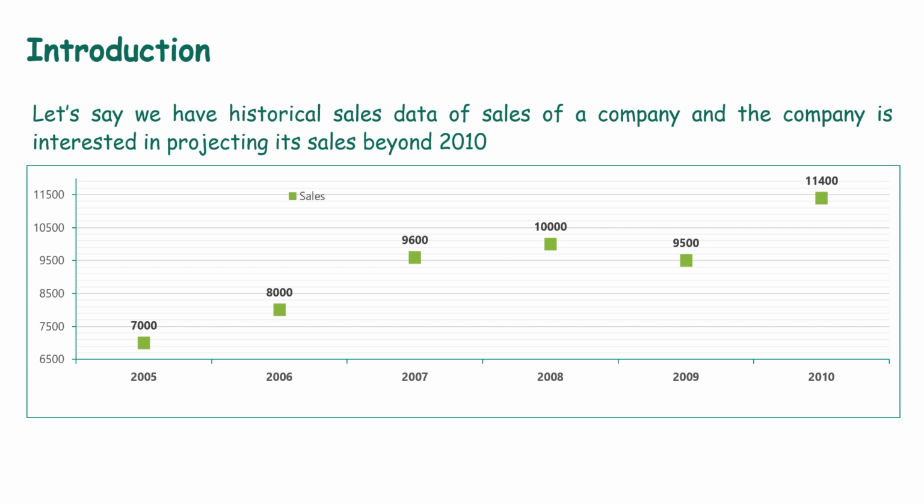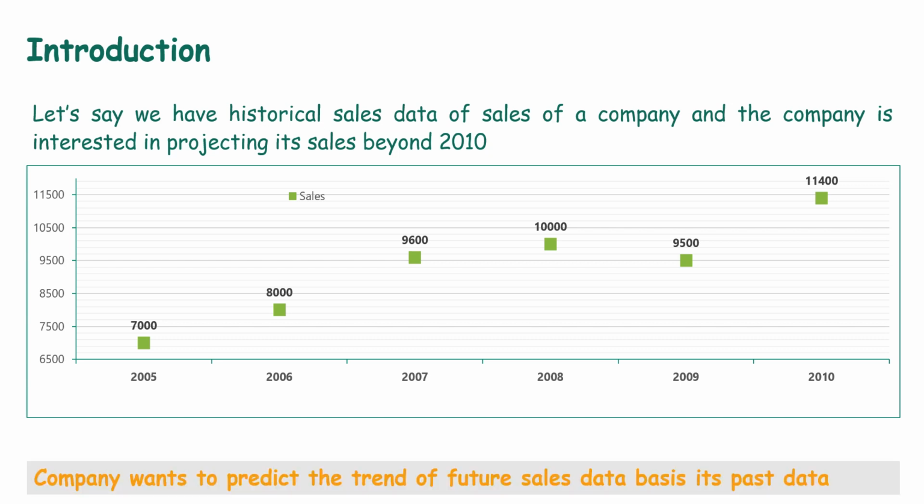But something like this is very vague for a mathematician or a statistician, right? So the idea is to represent it in some form of equation, which will help not only in understanding the trend of the given data, but also in predicting the future values. The objective, or what the company wants, is to predict the trend of future data based on the past data that is given. The past data has been recorded, and the future is something we need to predict based on this trend.